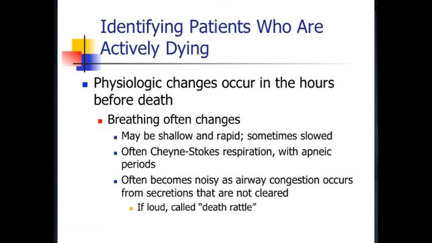Breathing often changes. Some patients who are actively dying have shallow and rapid respirations, so they're tachypneic. Some patients have slowed respirations, and some patients have Cheyne-Stokes respirations with apneic periods. And again, if anybody wanted to study this phenomenology in relation to the other characteristics of active dying, it would be very interesting. We don't have any idea. I don't have any idea, and I don't think it's in the literature how one predicts what the breathing pattern is, or whether the breathing pattern is adequately predictive of the timing to death so that it could be actionable.